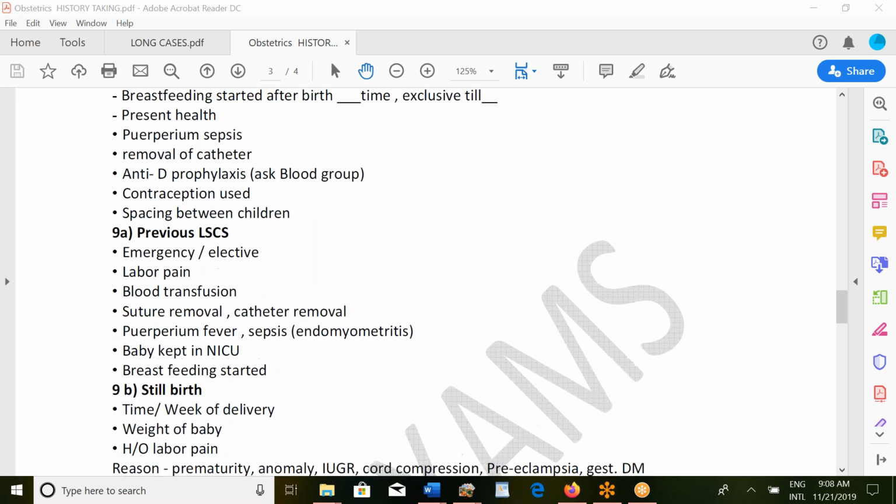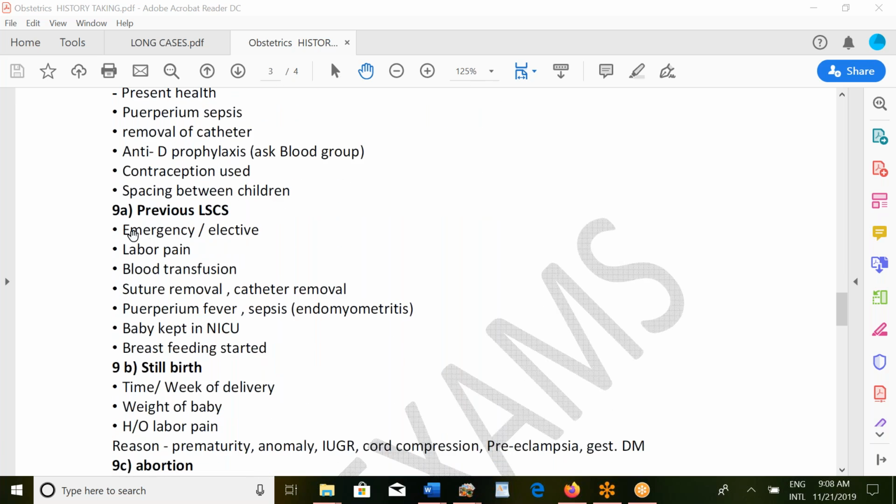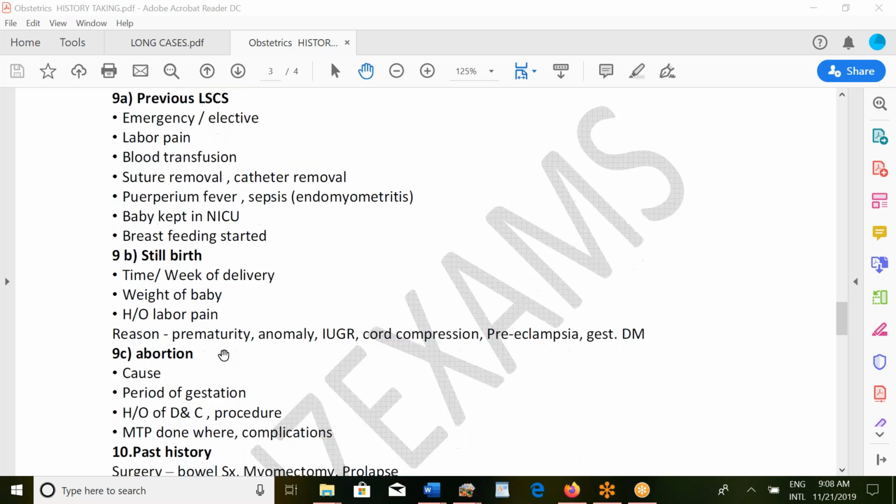If she has a previous cesarean section, ask her whether it was an emergency or elective section. Did she have labor pains, blood transfusion, suture removal, catheter removal, any fever in the post-op period, any history of infections, for how long was the baby kept in NICU, when was she able to start breastfeeding, and how is the health of the baby.